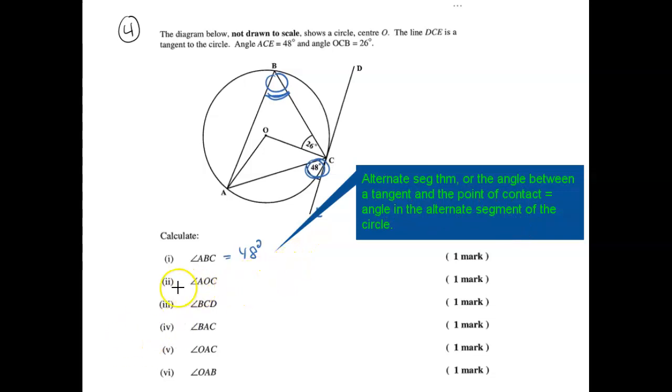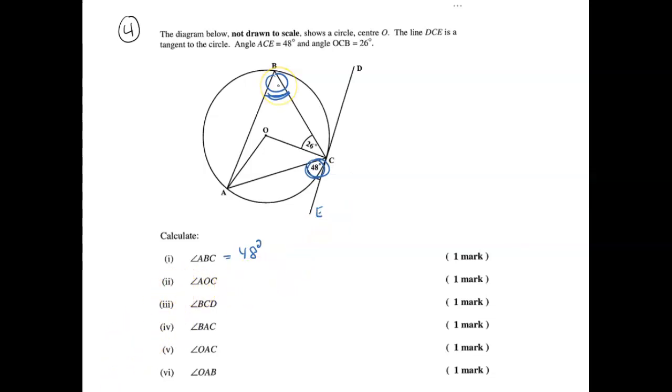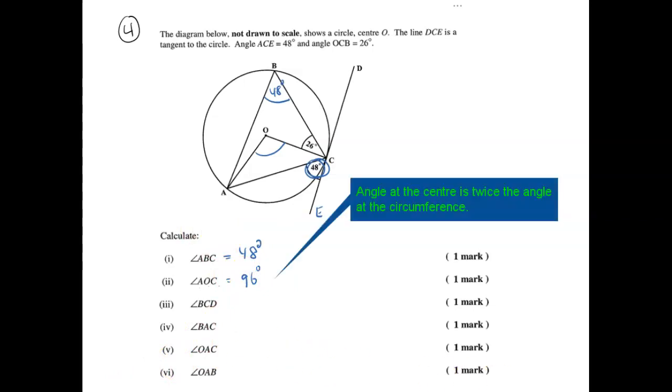So now let me move on to part 2. They're asking us for AOC. So that's actually here. Now that's a nice angle to find. That's actually 48 degrees multiplied by 2. And that's because of the angle at the center. So I'll just write that up. This is what we have.